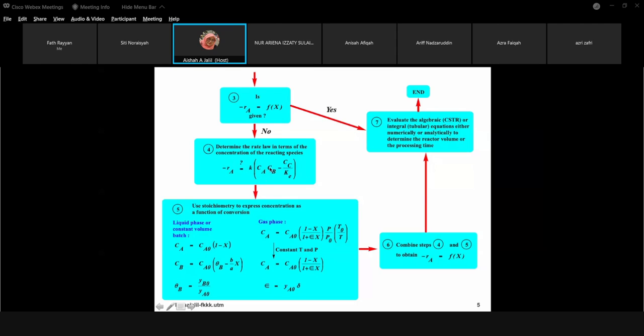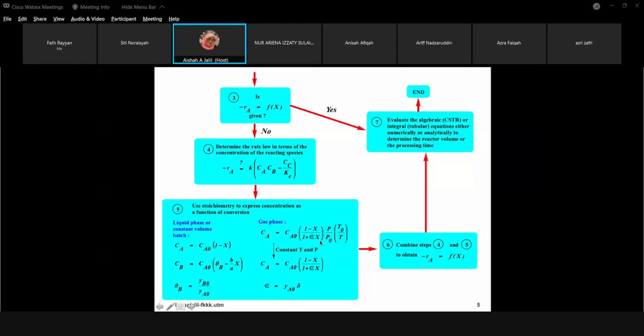Okay. Then in the rate law, you have the CA, CB, CC, CD. So you have to solve the stoichiometry to express C in terms of X, like this. Like you know, we have a liquid phase and also a gas phase. Liquid phase is usually constant volume, so no need to put this one. If gas phase, we have to consider the 1 plus epsilon X, P and T.